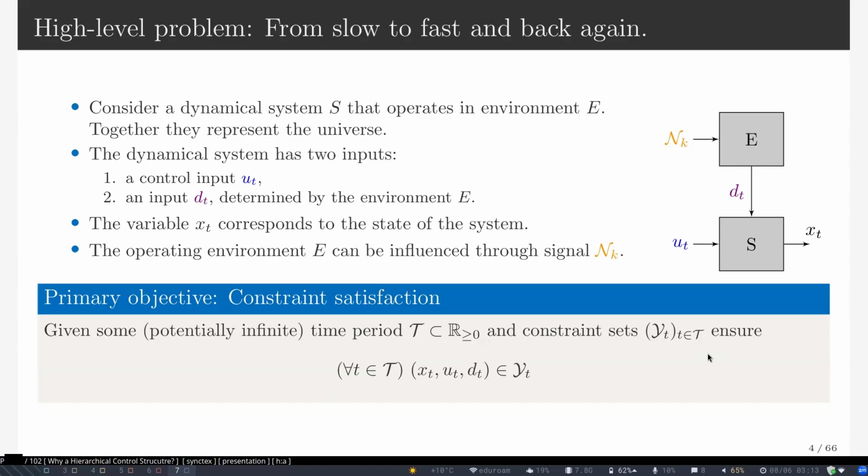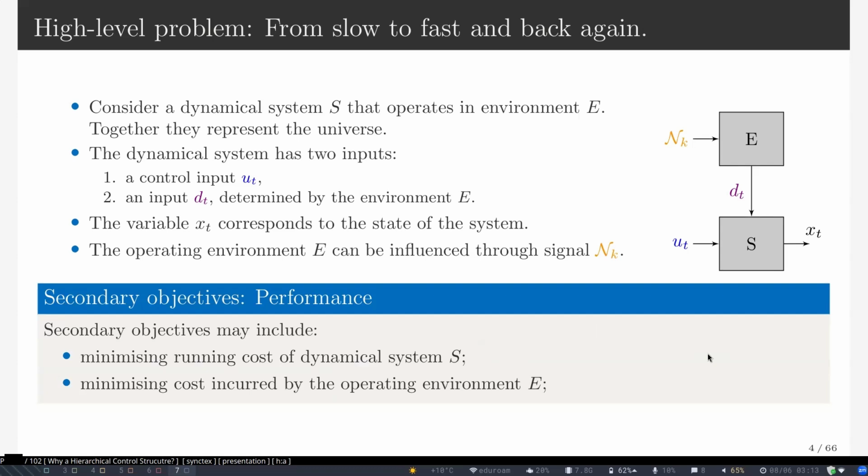So what we call it is constraint satisfaction. I don't want to violate constraints, because I might call it security, I might call it whatever. I don't want to violate a certain set of constraints. I might have a different objective as well. I might care about performance. Maybe I want to minimize the cost of some dynamical systems. Maybe I want to minimize the cost incurred by the environment.